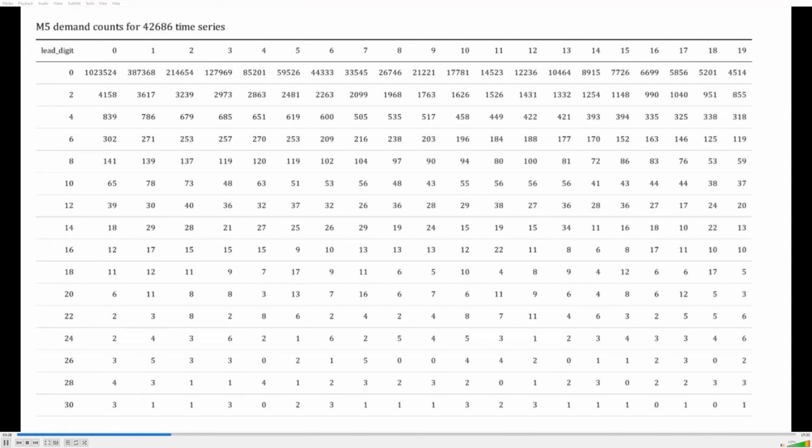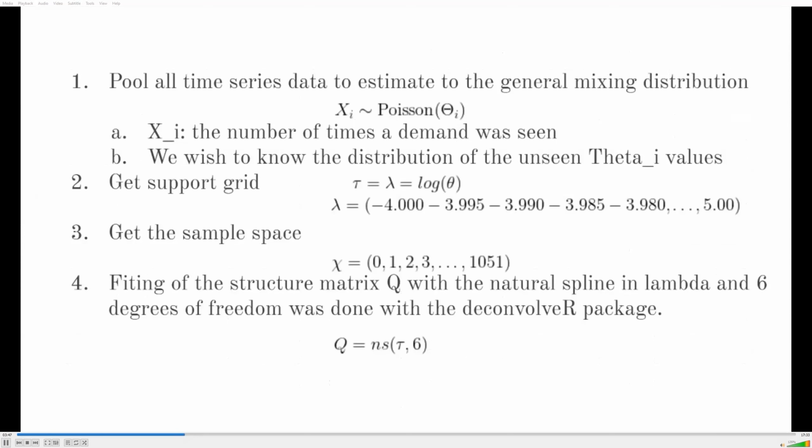So what's shown here is a table of distinct counts of various demand levels. So there's about 1 million zeros, 387,000 ones, 214,000 twos, and so forth. So what I did here was I pulled all the time series together, and this is part of the process I use to get at deconvolution. So the steps were as follows. First was to pull all the time series data to estimate the general mixing distribution.